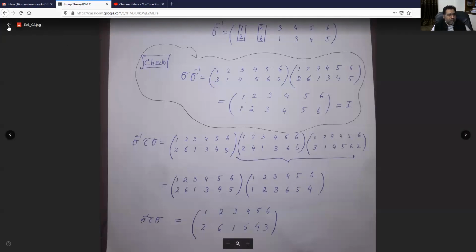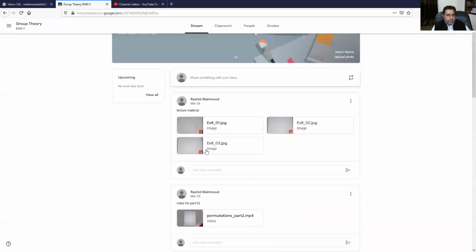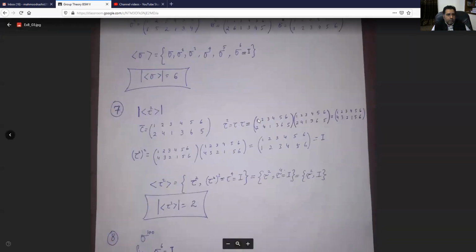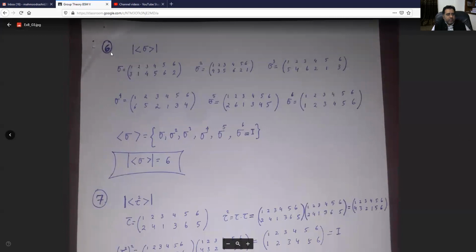So we move towards the next question. The third slide from Google Classroom is this. So question 6. Please understand this question very carefully. I told you in the classes at our campus. Understand this notation. So we want to compute the order of the subgroup generated by sigma. So we want to see the span of sigma and then its order.